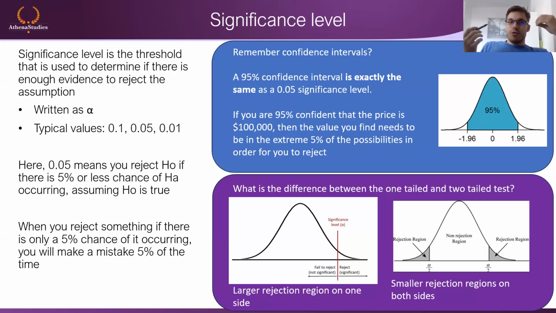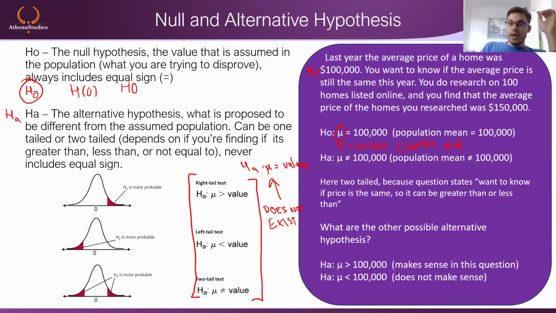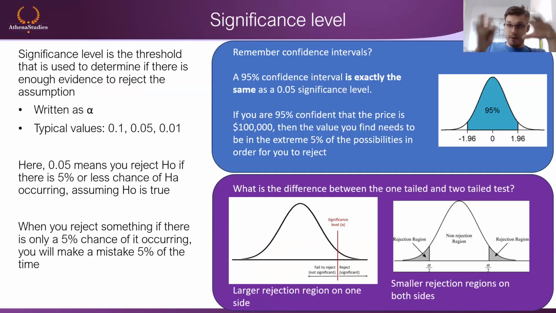So the significance level is the threshold that is used to determine if there is enough evidence to reject the assumption. When we say reject the assumption, this means that if my significance level is big enough, I will say, well, H0 no longer works, HA good. So I've completed my hypothesis testing once I get my significance level.